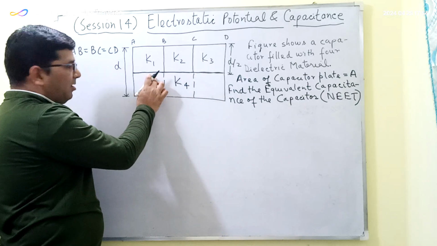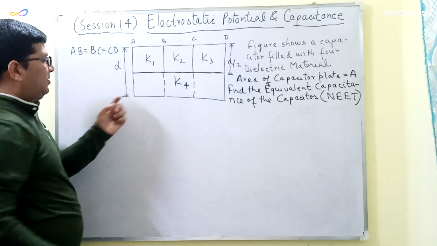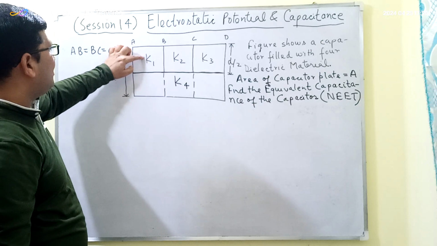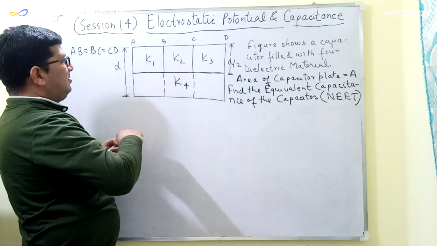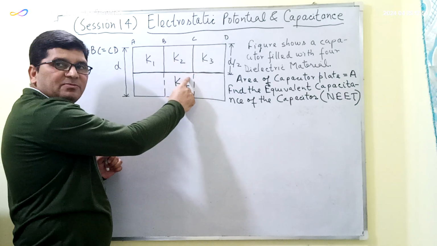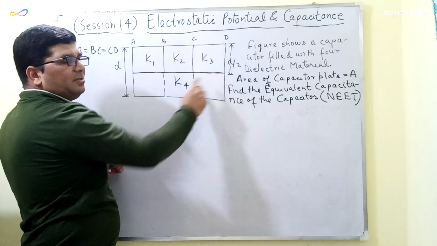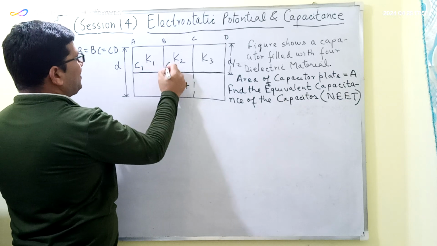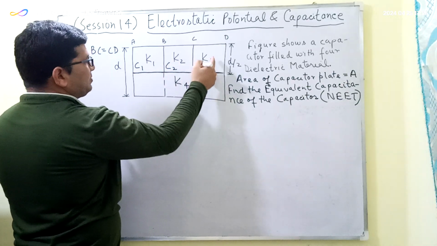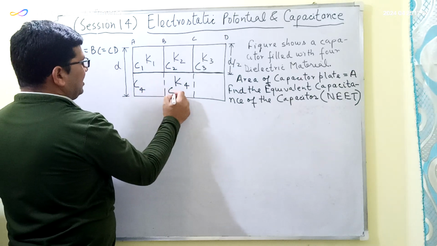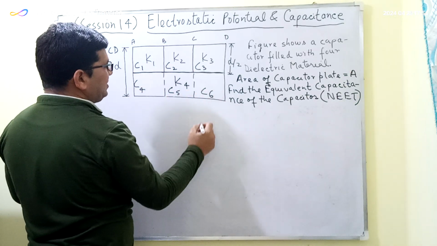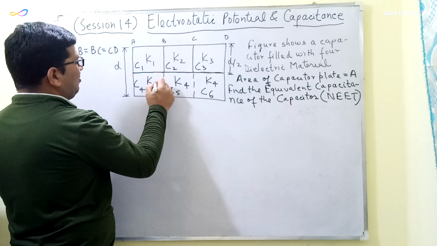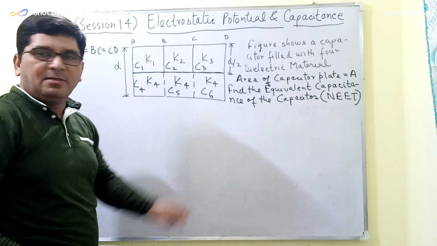Now this part of the capacitor is in series with this part of the capacitor. Similarly, this part is in series with this part, and this part is in series with this part. So let us say the capacitance of this one is C1, of this part is C2, this part is C3, this part is C4, this part is C5, and this part is C6. Now the dielectric constant of this part will be K4. The dielectric constant of this part will also be K4, because this is the same material.